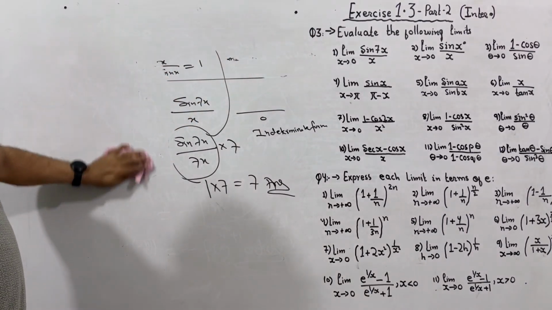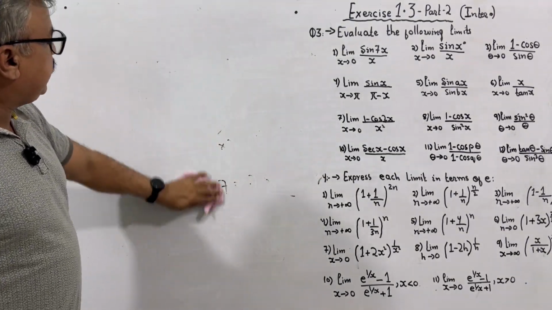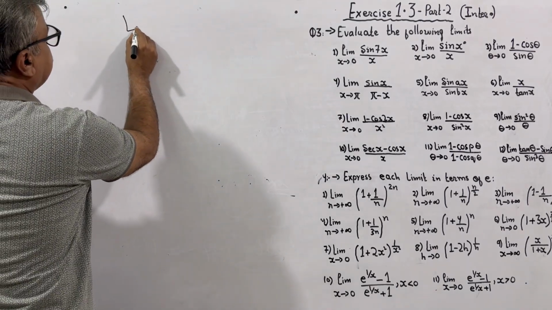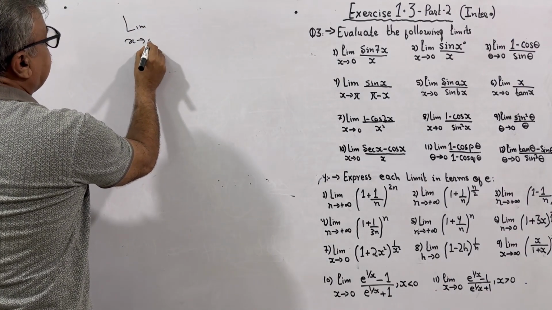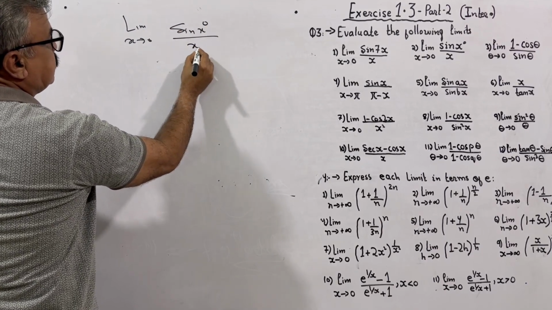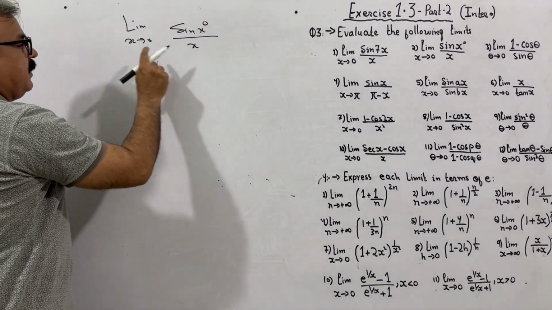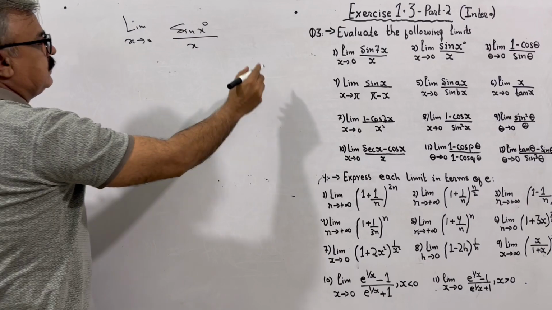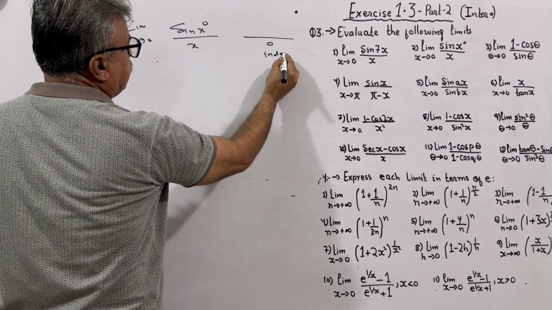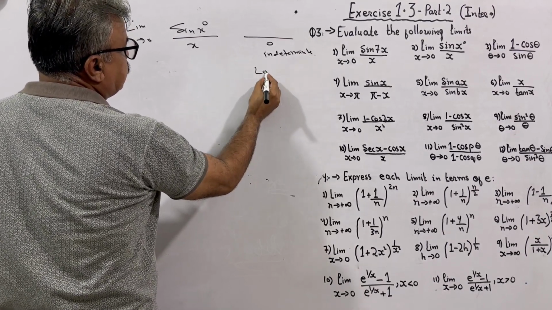Part 2 of question number 3. Limit x tends to 0 of sin x in degrees over x is equal to what? If we directly put the limit here, x is 0, so 0 over 0 is an indeterminate form. We have to get rid of this 0 by taking the assistance of the same identity.